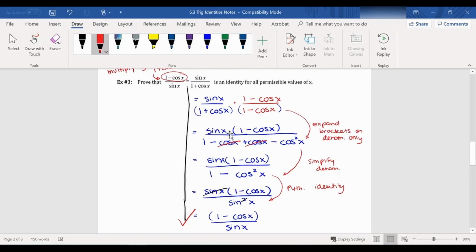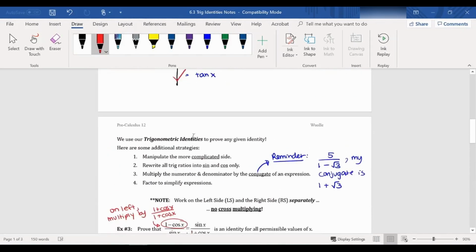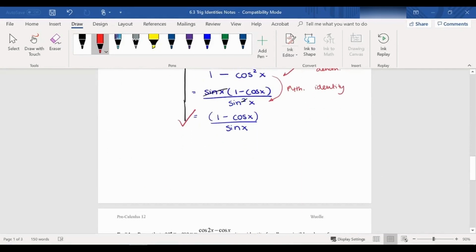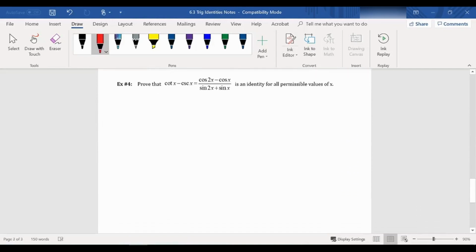So the last one, we are going to use strategy number 4 from our list at the top here, factor to simplify. So if we've manipulated the more complicated side and things don't cancel, move everything into sine and cosine. If things don't cancel, you might need to use the conjugate or factoring. So if we go down to example 4, if we take a look at this, first, we have a problem. We do not have all sines and cosines, and both sides kind of suck. Okay, the right side is worse though. So I'm going to start with the right.